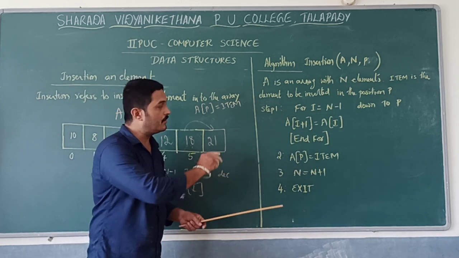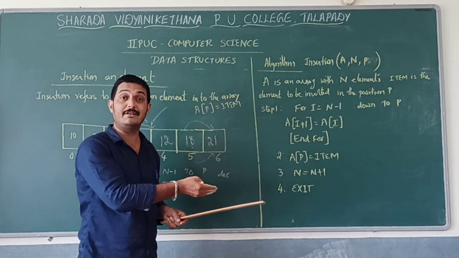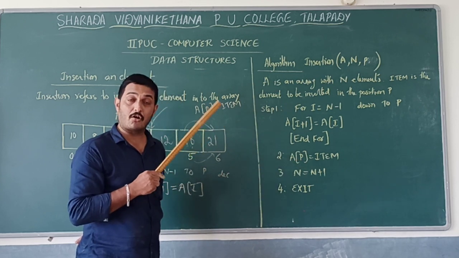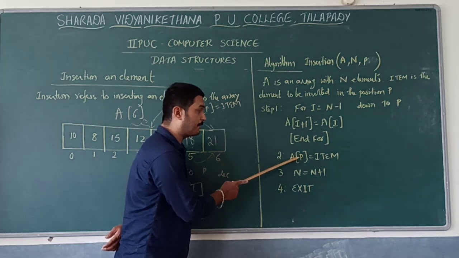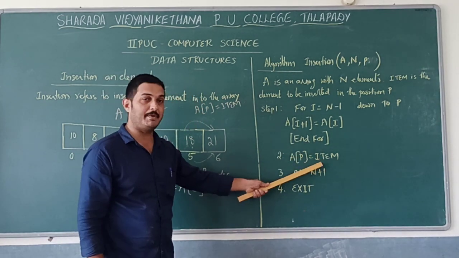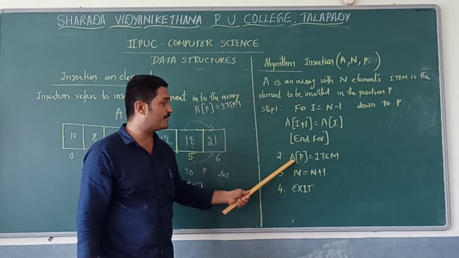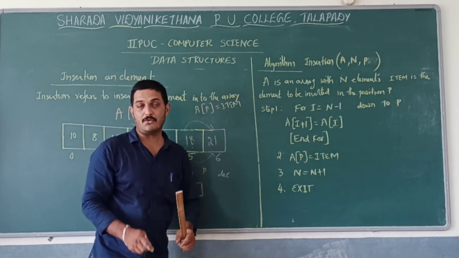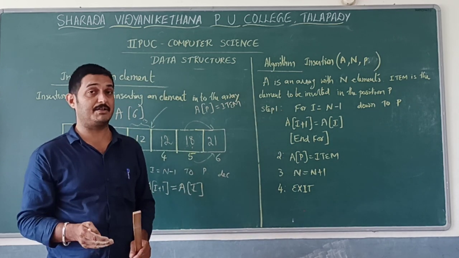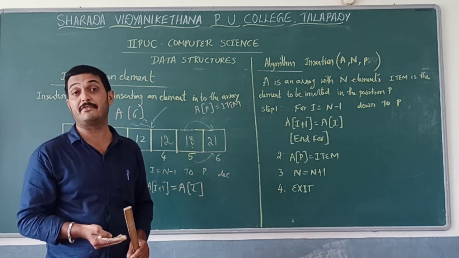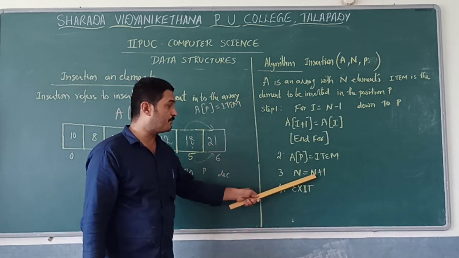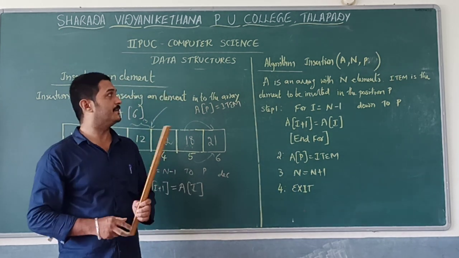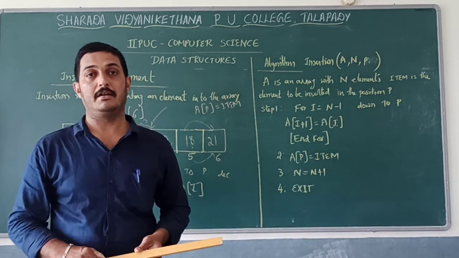So all the elements are shifted one position to the right, and automatically location P will be empty, and A of P equal to item. Item is the element to be inserted, and it will be inserted at A of P. After inserting an element to the list, the total number of elements will be incremented by 1, so n equal to n plus 1, and the last step is exit. Okay, this is about inserting an element to the list.